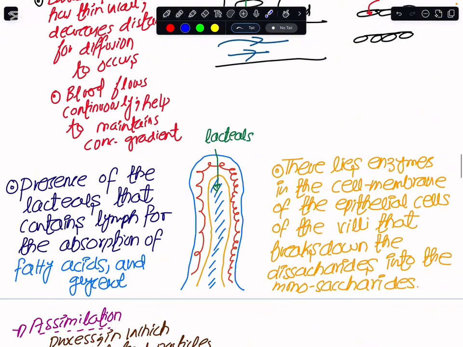And the other point is that through these villi, the blood flows continuously, and this maintains the concentration gradient between the digested food particles in the lumen and the blood that is flowing here. Now, at the same time, you have to tell your examiner that these villi also have lacteals in them, and these lacteals have a colorless fluid in them, which is lymph, and that lymph absorbs the fatty acids and the glycerol.